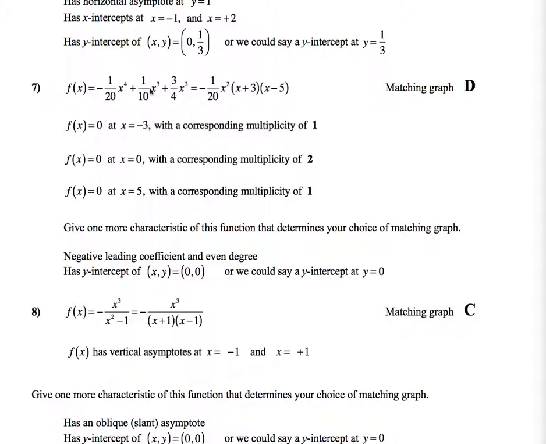And the last characteristic I spotted was the y-intercept. Well, the y-intercept again occurs when x is 0, and when x is 0, this term vanishes, that term vanishes, and our function value is 0. So we have a y-intercept at the origin, (0, 0), or we could say we have a y-intercept at y equals 0.